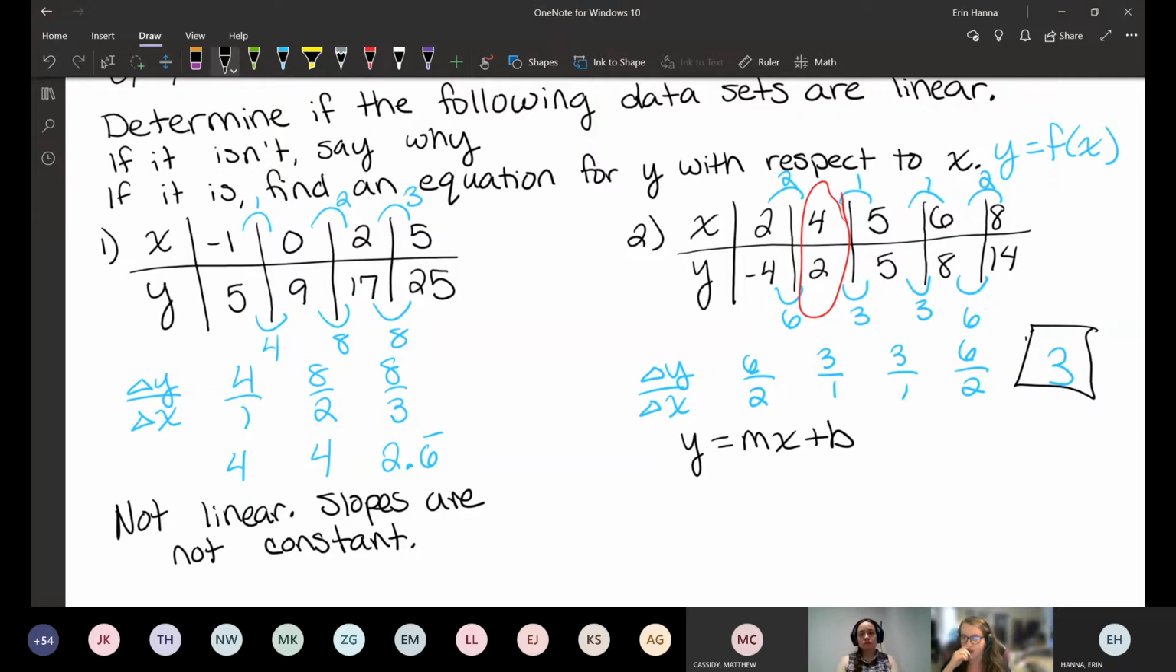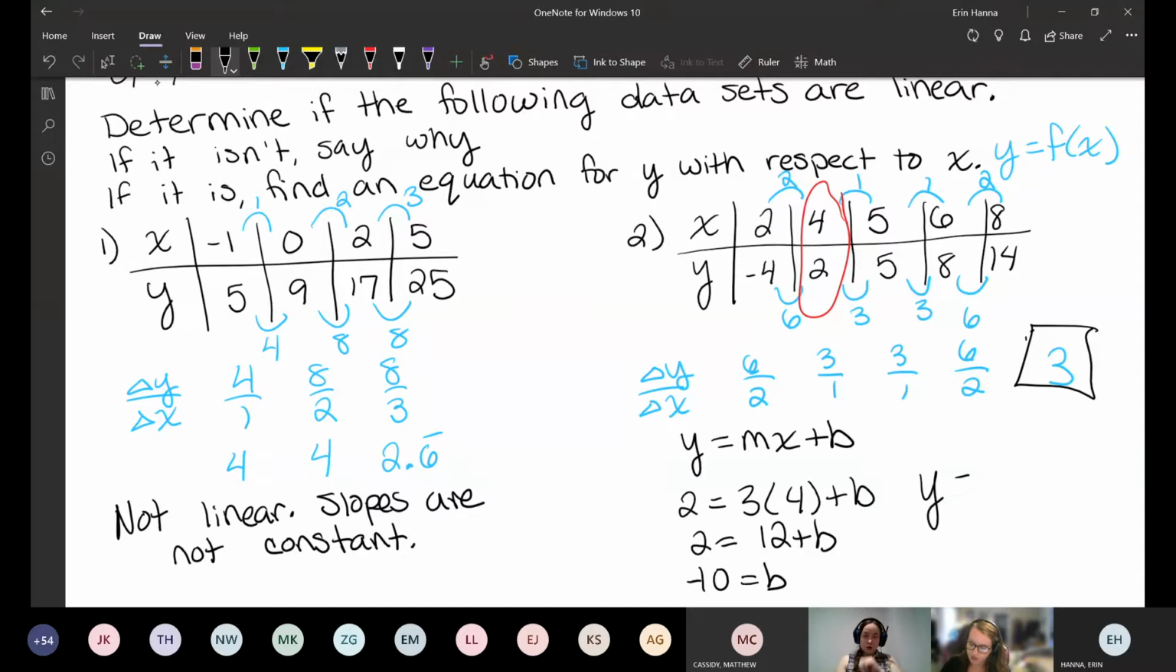And then we're going to go ahead and plug that into y equals mx plus b. So the y is 2, m is 3, x is 4, plus b. You get 2 equals 12 plus b. Subtract 12 from both sides. You get negative 10 equals b. So then you have your equation is y equals 3x minus 10.